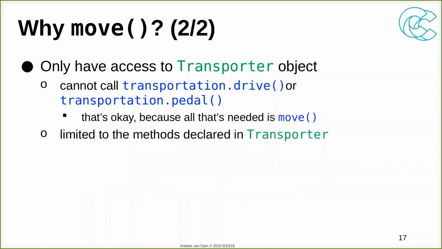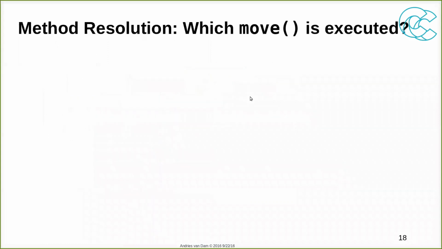Yeah, we already know this, right? The instance of transporter cannot call any other method that it cannot see. So it can only see the move, and that's why it can only call the move. We already know this.